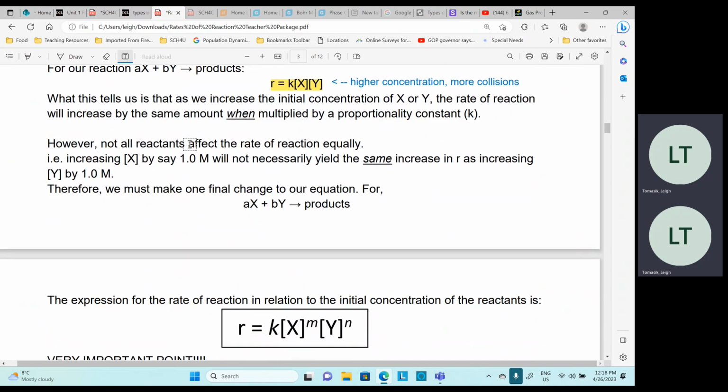However, not all reactants affect the rate of reaction equally. So increasing concentration of X by, say, 1 molar. So when you see the capital M, it means moles per liter, right? So you might see 1.0 capital M, and that means 1.0 mole per liter. Mole per liter is our concentration units. So if we increase X by 1 mole per liter, it won't necessarily result in the same increase as increasing Y by 1 mole per liter. So therefore, we have to make a final change to our equation.